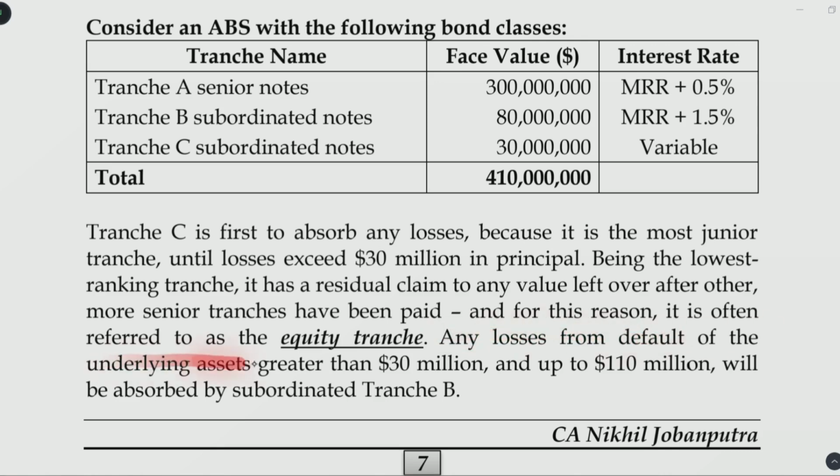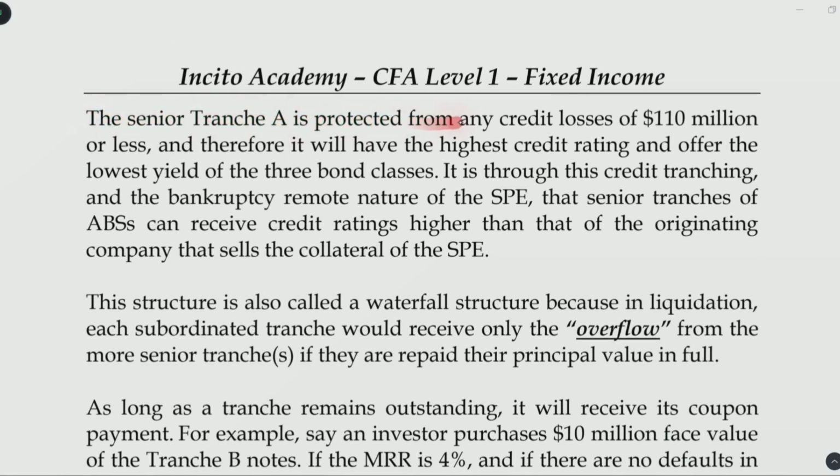Any losses from default of the underlying asset greater than $30 million and up to $110 million will be absorbed by subordinated tranche B. So if the losses are up to $30 million, it is only C that gets affected. If the losses exceed $30 million, up to the aggregate of these two, that is 80 plus 30, $110 million, then and only then will tranche B subordinated notes get affected. Senior notes, that is tranche A, will get affected only after this entire loss has been absorbed by these two tranches, that means when the loss exceeds $110 million. Up to $110 million loss, tranche A will not contribute anything to that loss. The senior tranche A is protected from any credit losses of $110 million or less, and therefore will have the highest credit rating and offer the lowest yield of the three bond classes.